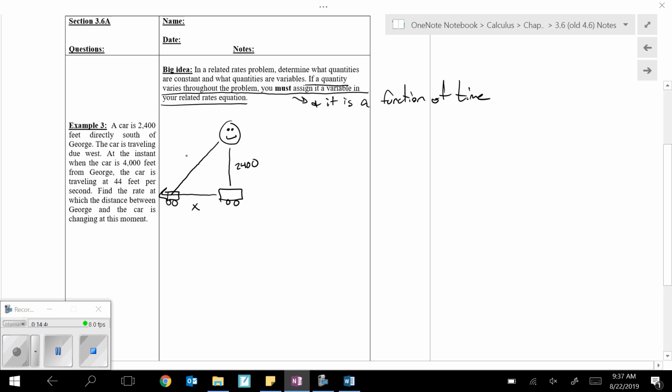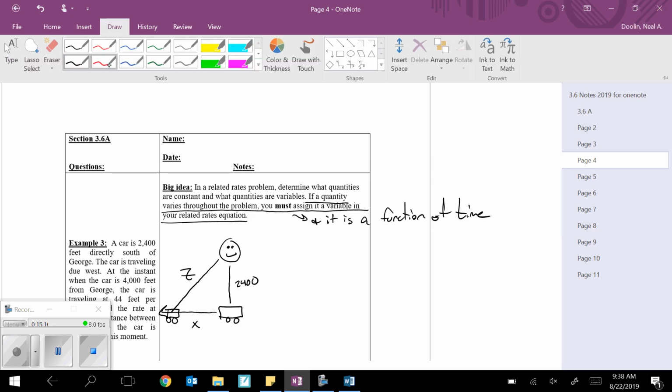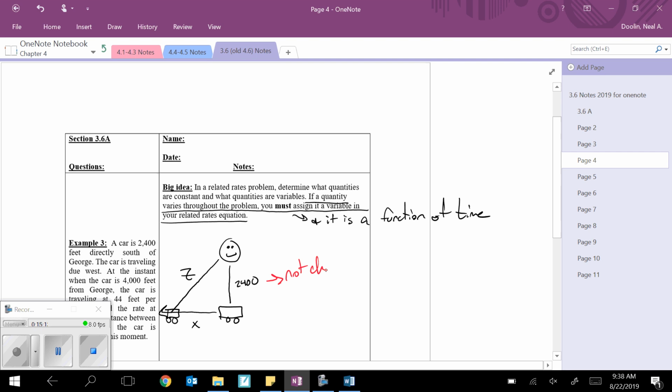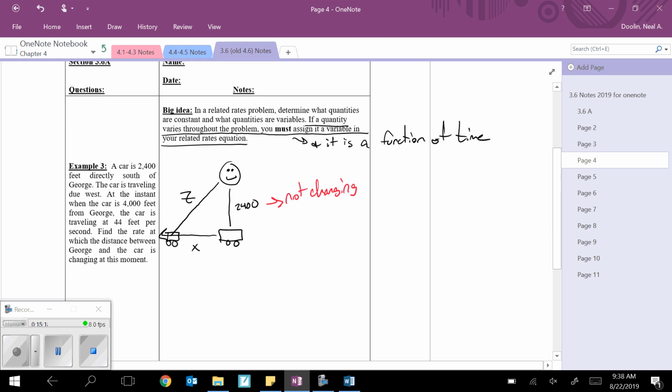And as the car continues to go this way, that x distance is going to get longer, and that z is going to get longer as well. But they're not going to get longer at the same rate. The rates are related. Let's see. One thing I'd like to point out to you, again, this 2400 is not changing because the car isn't going north or south. So this actually means you don't have to assign it a variable. It doesn't need a variable.